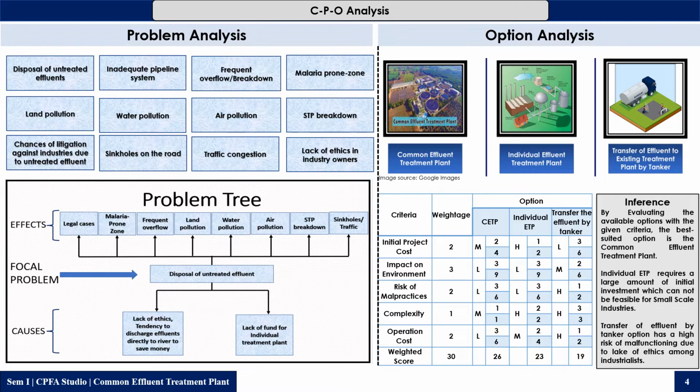Because all the industries which are present on the site are small scale industries, and they don't have enough and sufficient funds for establishing the individual effluent treatment plant. And the transfer of the effluent by tanker has a risk of malfunctioning due to lack of ethics of the industrialists.